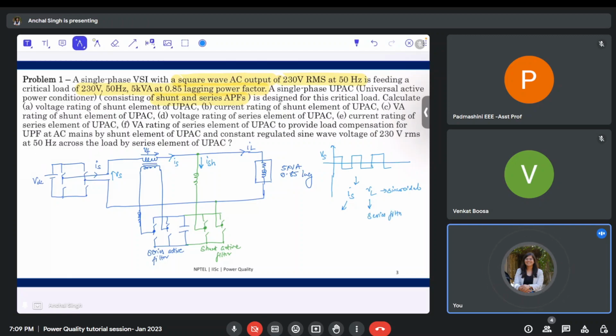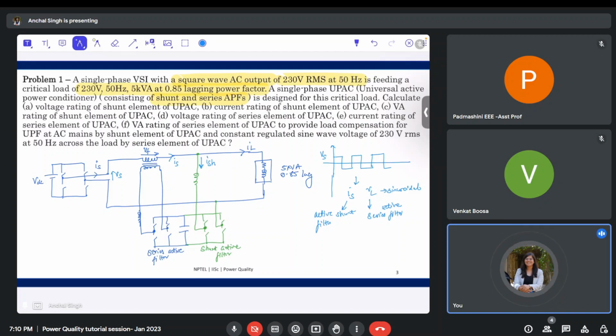Series active filter will take the responsibility of making load voltage sinusoidal, and active shunt filter will take the responsibility of making the supply current sinusoidal. So they divide the responsibilities in this particular fashion in order to make both source and load current sinusoidal in nature. Okay. So let us look at this numerical.